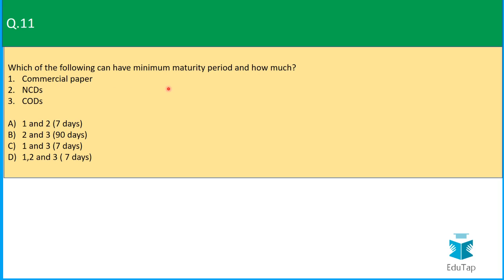Which of the following can have minimum maturity period and how much? So basically the question is which of the following can have a maturity period which is minimum among them, and what is that maturity period? Is it 7 days, 90 days, 210 days? What is that?